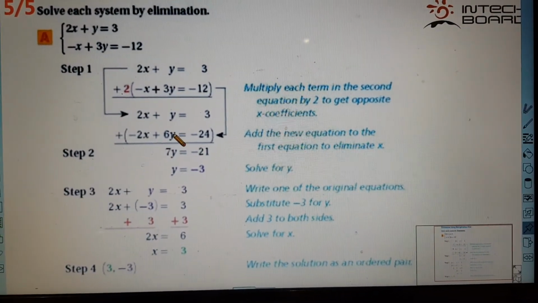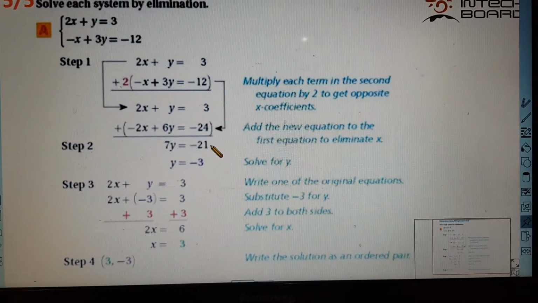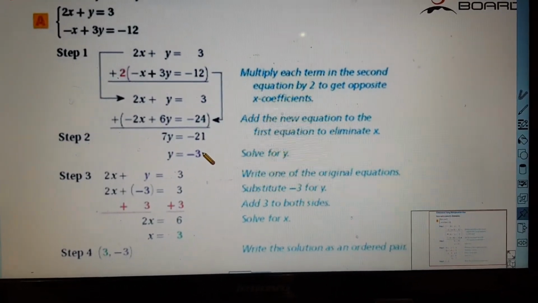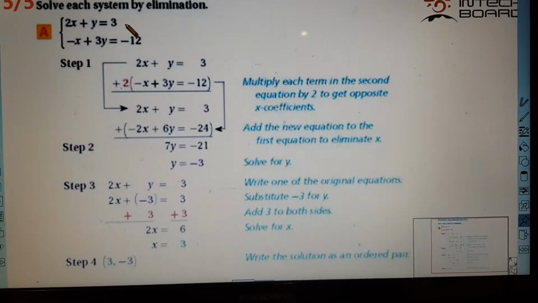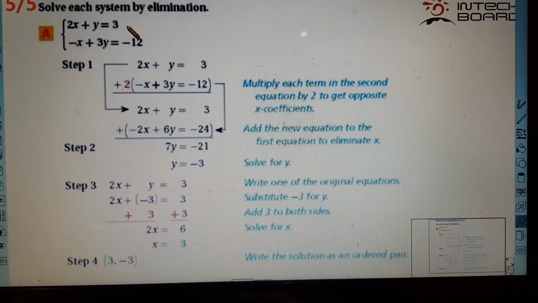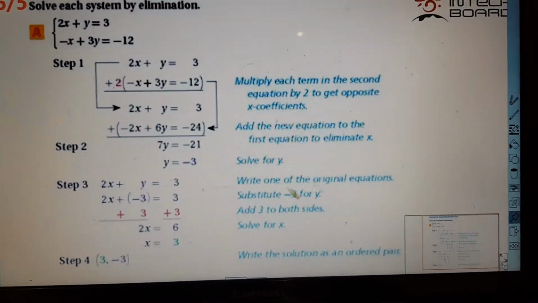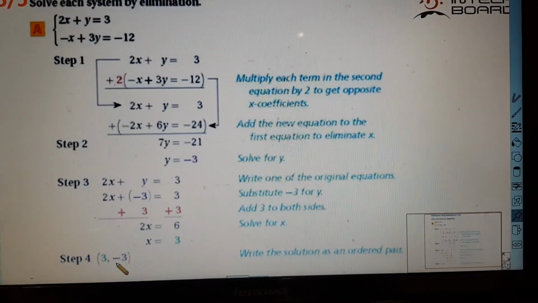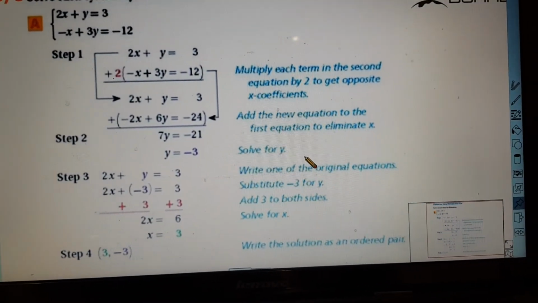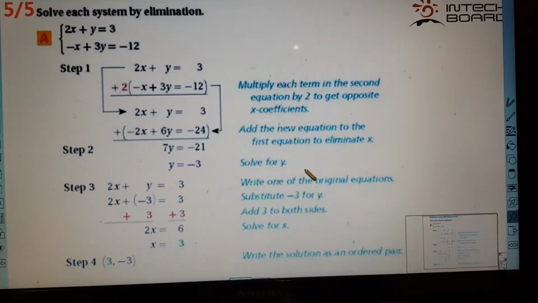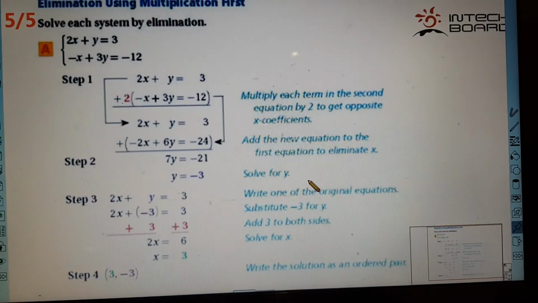y and 6y is 7y. 3 and negative 24 is negative 21. Divide, so y equal negative 3. After getting y, you can substitute in any equation, before multiplication or after multiplication is right. Then finally, I got my ordered pair, 3 and negative 3. Here we make a revision on solving systems of equations by graphing, by substitution, by elimination.